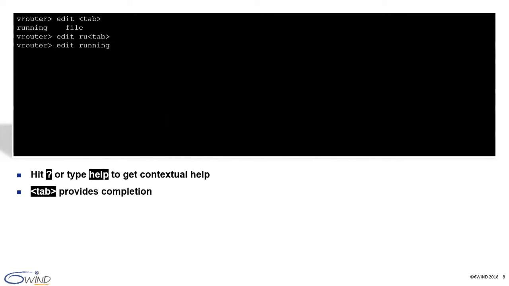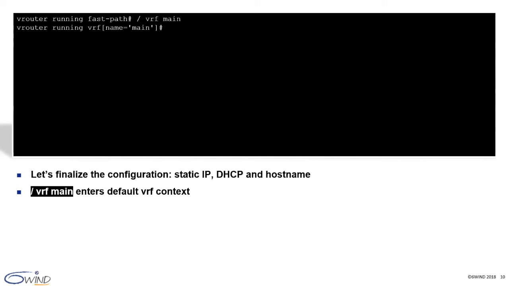Let's edit the running configuration, that is, prepare a staging configuration that we will commit as the current one. After typing edit running, we see the prompt changes. We just entered edit mode. Let's configure some IP addresses and hostname. Networking configuration happens in a VRF context. Let's enter the main VRF context using an absolute path. We see the prompt is updated.